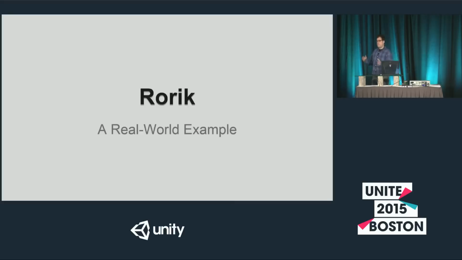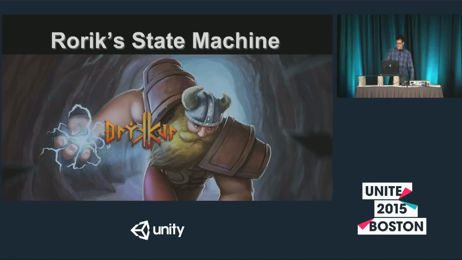So obviously, this player character is highly specific to our game, Dryker. I present it now as a real-world example. I'll show you the state machine, move on to the specifics of the combat and event systems, and I'll even show you some code. Lucky you. That's what he looks like.